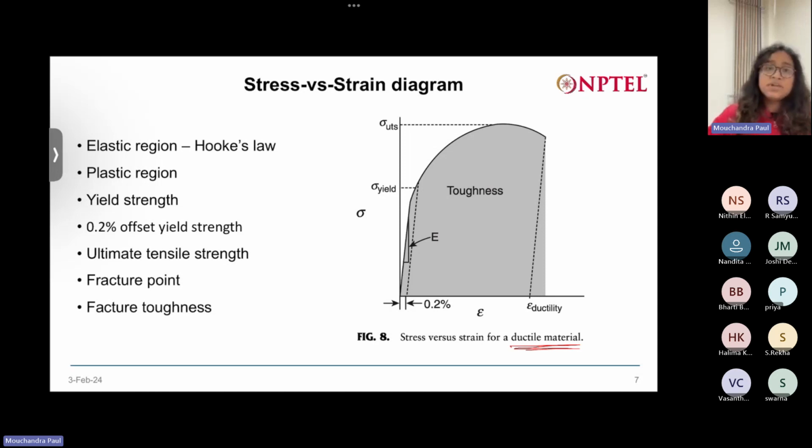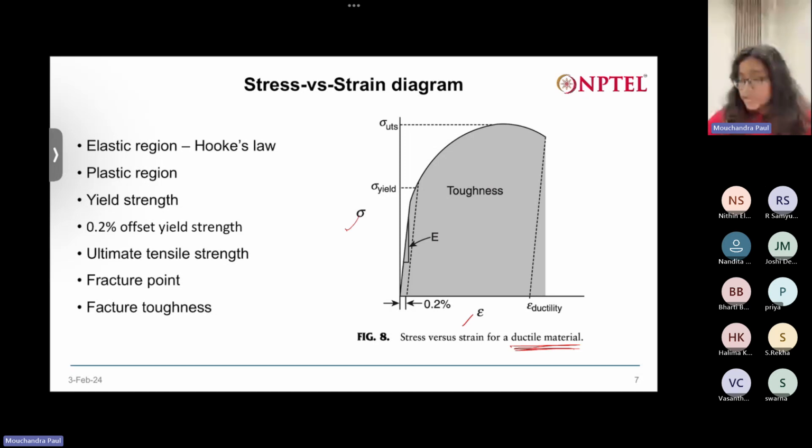Similarly, we can draw stress and strain diagrams for other types of materials as well, like brittle materials, such as ceramics or polymers. But for this particular discussion, I'm using a stress versus strain diagram of a ductile material. Note this: if you just remember this diagram in your mind, many of your confusions about this topic will be solved instantaneously. Say sigma is your stress value, and this is your strain value.